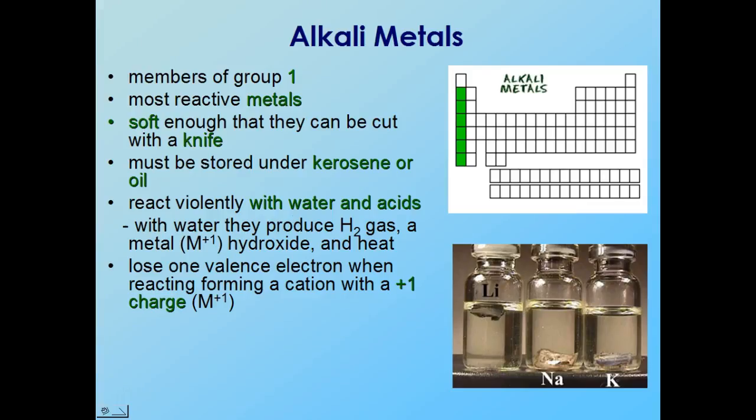All right, so alkali metals are in your group 1. They are the most reactive set of metals. They are super soft. They can be cut with a knife because they are so reactive. We have to store them under kerosene or oil for safety reasons. They react extremely violently with water and acids. When they are combined with water, they replace the hydrogen in water to make hydrogen gas and a tremendous amount of heat. And they make positive 1 ions because they have 1 valence electron, and they will give that one up whenever possible to be more stable.